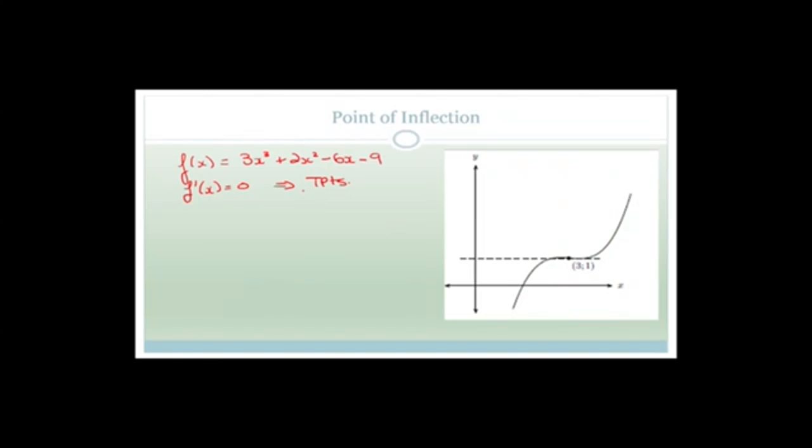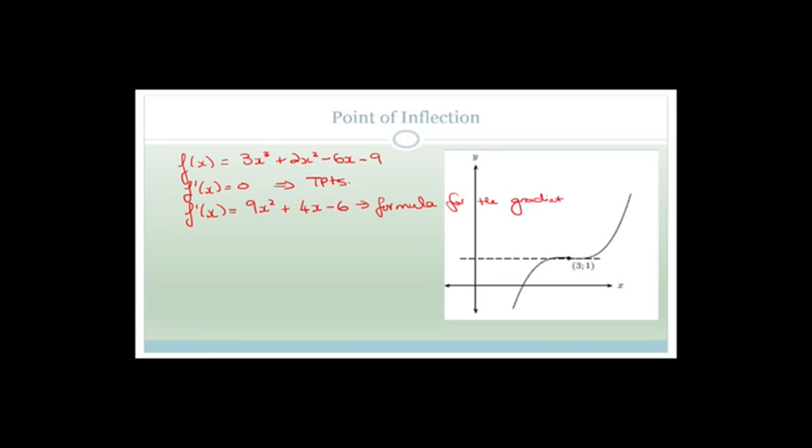Okay, if I want to find the point of inflection, I have to find the second derivative. In order to find the second derivative, obviously you need to find the first derivative. So f dashed of x would be what? It's going to be 9, 3 times 3 is 9, x squared plus 2 times 2 is 4, x minus 6. So that is the equation for the first derivative, which is the formula for the gradient. Do you understand that? It's the formula for the gradient.